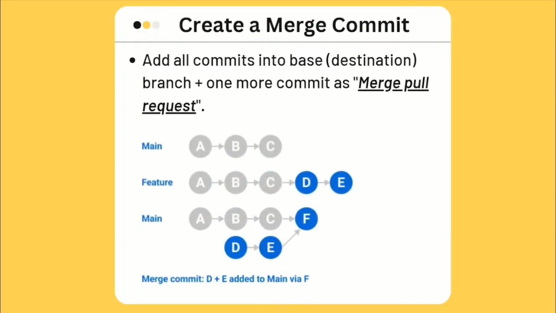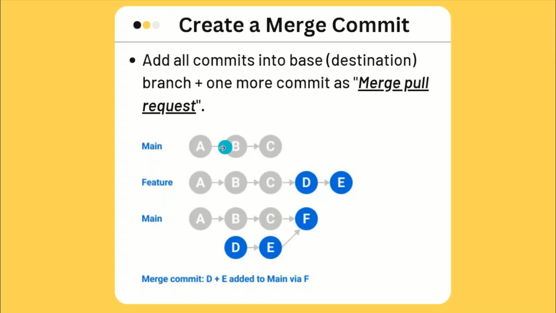The first option is create a merge commit. What is a merge commit, and what are the benefits of it? Create a merge commit will add all your commits into the base branch or the destination branch, plus add one more commit as a merge pull request.